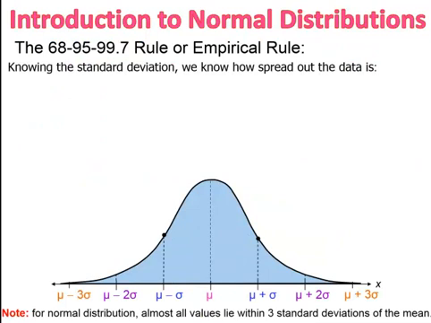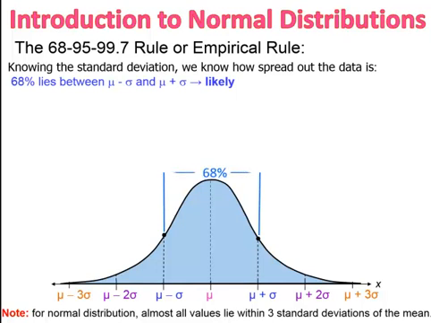So here's the 68, 95, 99.7 rule, also known as the empirical rule. Knowing the standard deviation, we know how spread out the data is. 68% lies within one standard deviation either way of the mean. So the area under the curve is equal to 68%, and that means the probability is likely to happen if it's within one standard deviation of the mean.